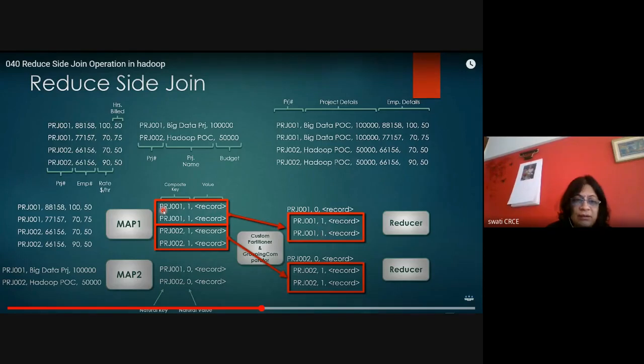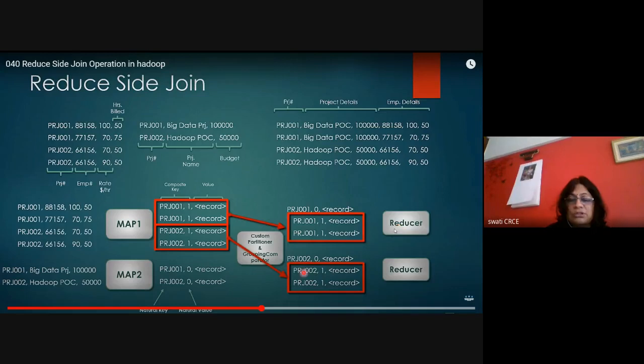So all the keys of project 1 will reach this reducer. For project ID 2, all the keys from this particular mapper output are reaching this reducer. And from this mapper also, project ID 1 will reach this reducer and project 2 will reach the other reducer. So what is the input to this reducer? This reducer has the project ID with tag 0 and the entire record, and project ID with tag 1 and all the records. And here it has project ID with tag 0 for project 2, and project 2 with tag 1 and all the other records.